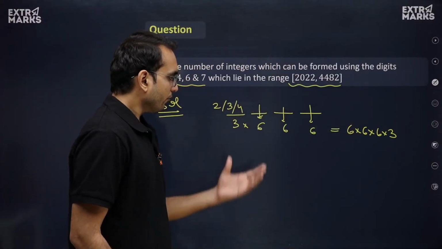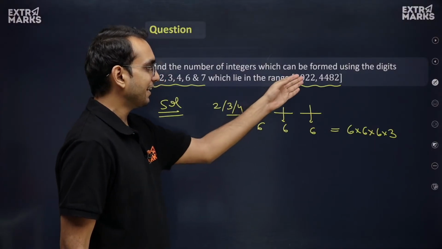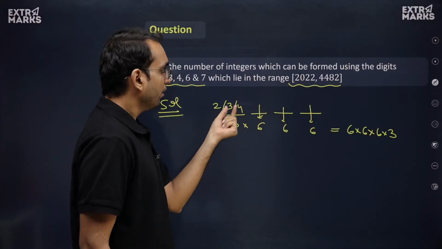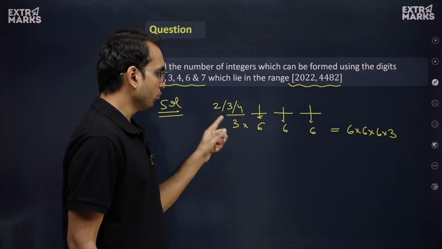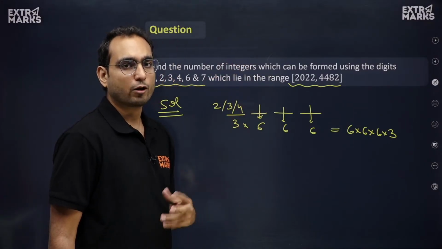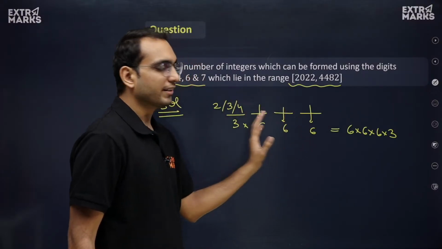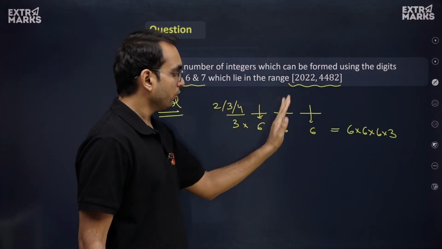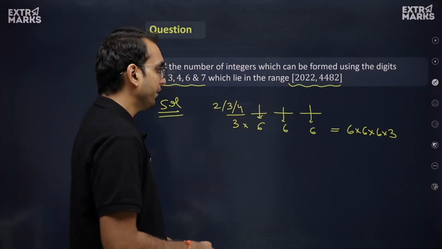Now in this total, there could be some numbers which are lesser than that. For example, 2000, because it is not written that the digits cannot repeat, digits can repeat. So 2000 is included in that. 2002 is also included in that. We have to subtract these types of numbers. How can we do that? Let's see.